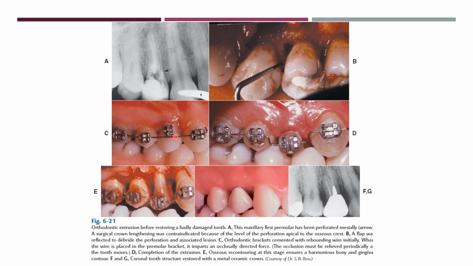Orthodontic brackets were cemented with rebonding wire initially, guys. Okay, it was done. So the extrusion is completed. Then osseous recontouring has to be done at this stage, and there you go. You can see how it was done.